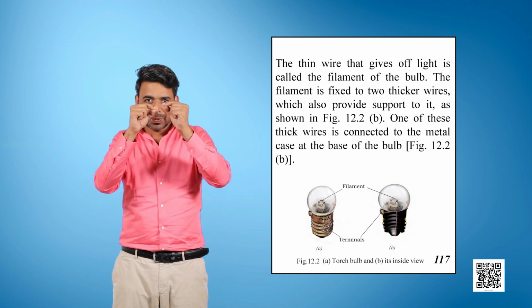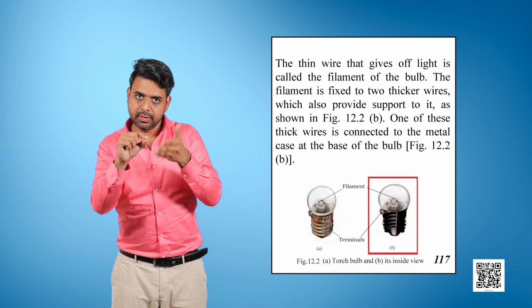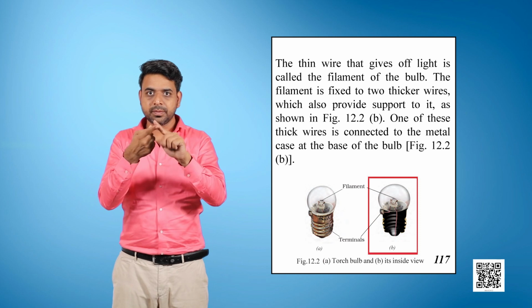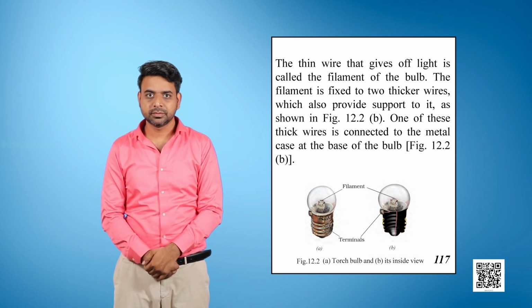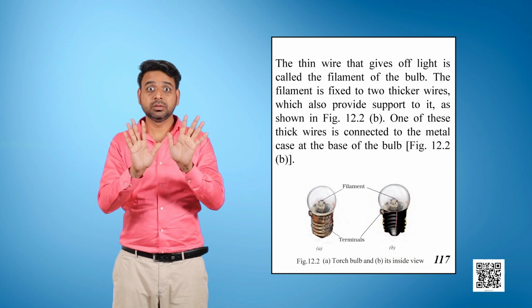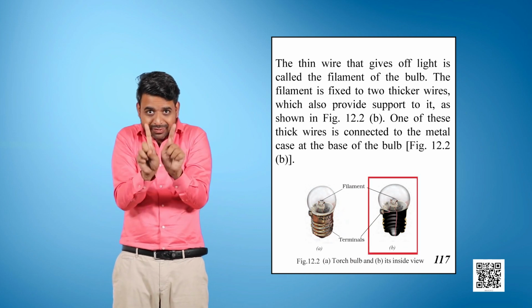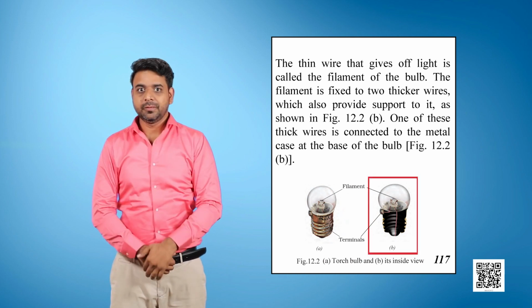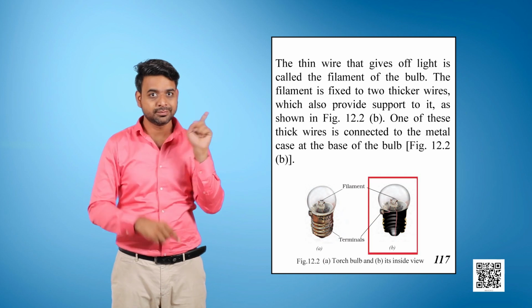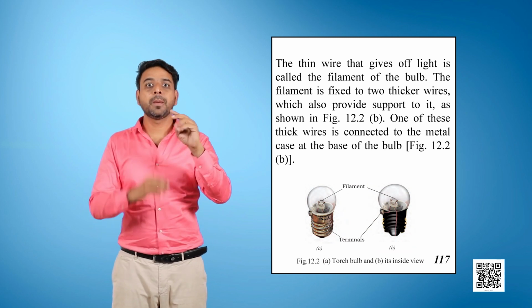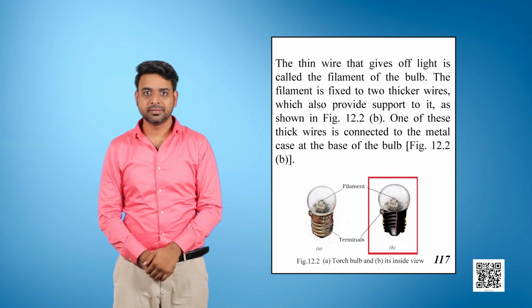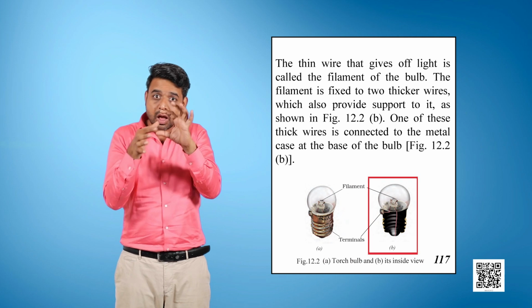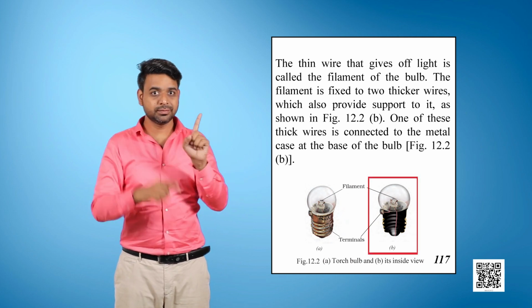The thin wire that gives off light is called the filament of the bulb. The filament is fixed to two thicker wires which also provide support to it, as shown in Figure 12.2b. One of these thick wires is connected to the metal case at the base of the bulb. Figure 12.2b.